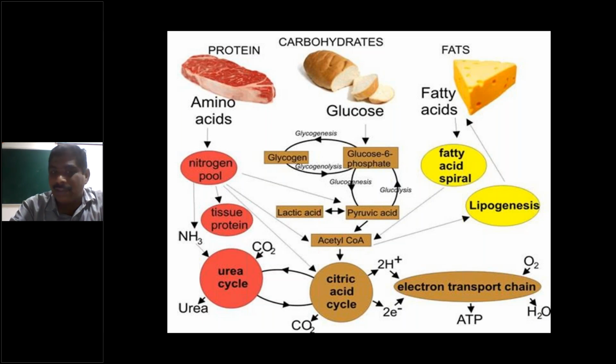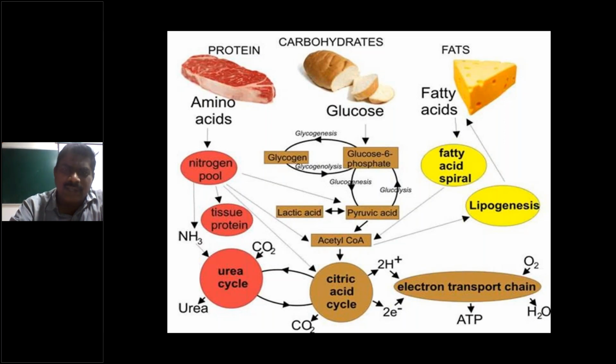There is a link between the urea cycle and the citric acid cycle. The excess glucose is converted to glycogen. Glycogen undergoes glycogenolysis, with liberation of glucose 6 phosphate. In the well-fed state, glucose 6 phosphate is converted through glycogenesis, and via gluconeogenesis it is also converted.